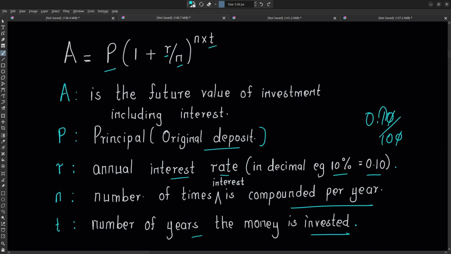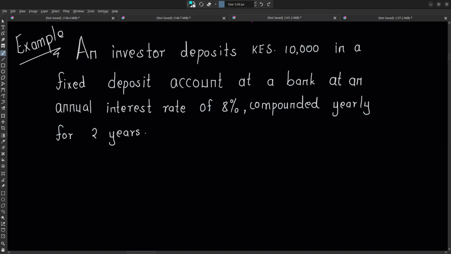So let us look at an example to understand this better. An investor deposits Kenyan shillings 10,000. This is the initial deposit, which is the principal, in a fixed deposit account at a bank at an annual interest rate of 8%, compounded yearly for 2 years. Let us now calculate the future value of this investment. How much will this investor get at the end of these 2 years?